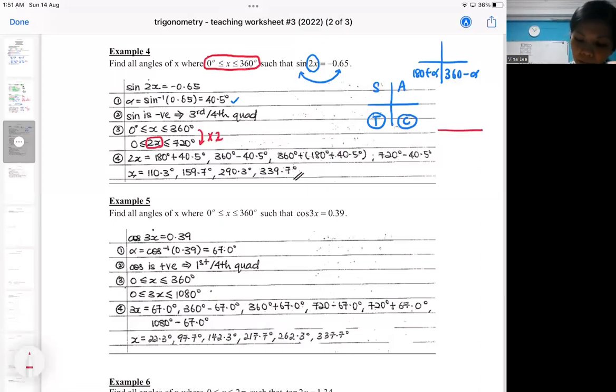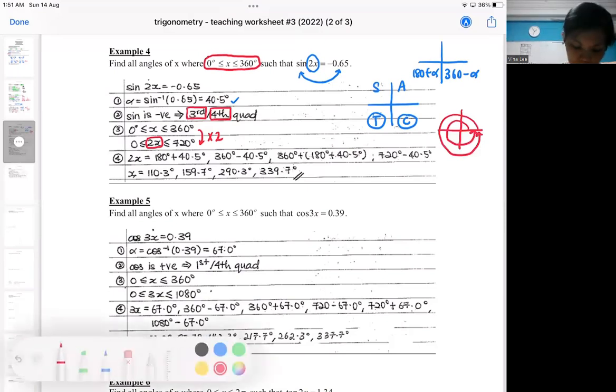So what is the interpretation of 0 to 720? That means 0 to 360 is one cycle, and you actually go through one more cycle. The effect of going through one more cycle is you actually pass through the third and fourth quadrant twice.